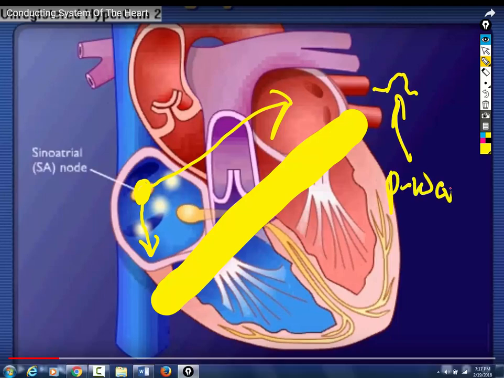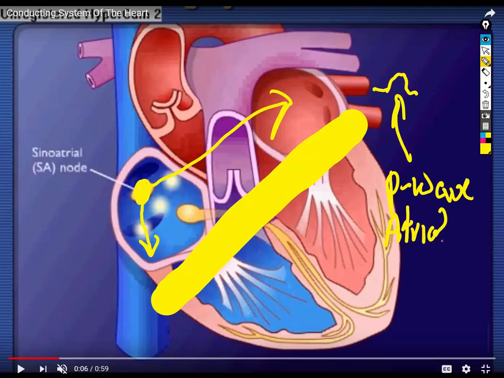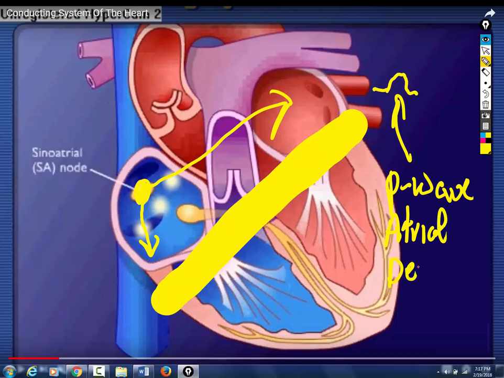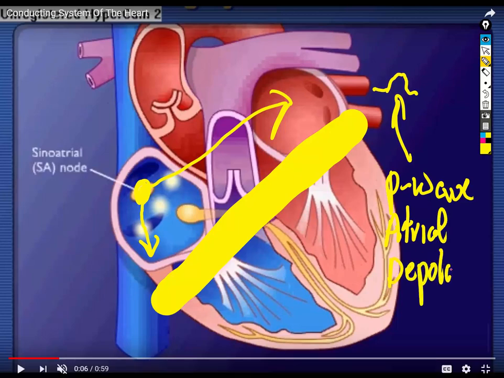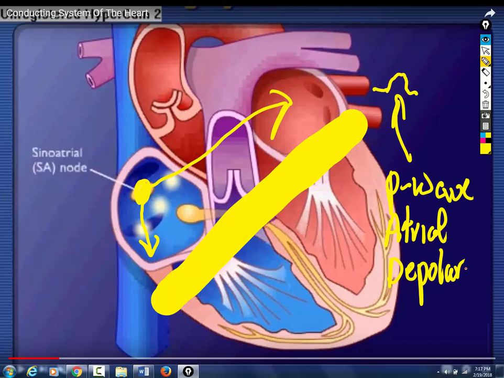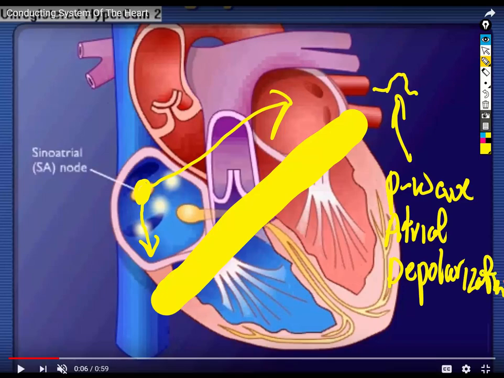And the P wave represents the electrical activity spreading through both atria. In your book, it's called atrial depolarization. That's a fancy way of saying depolarization, and that's represented by the P wave.